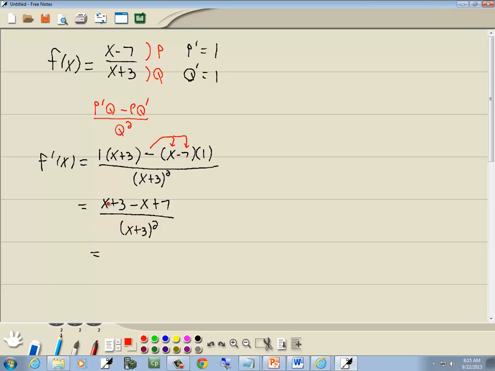Combine like terms. The x and negative x is going to cancel, and 3 plus 7 is going to give us 10 over x plus 3 squared. Okay, now there's two different ways you could take this next derivative. You could do the quotient rule again. Top part's p, the bottom part's q. Or you could take this entire part and move it up on top. And it becomes 10 times x plus 3 to the negative 2.